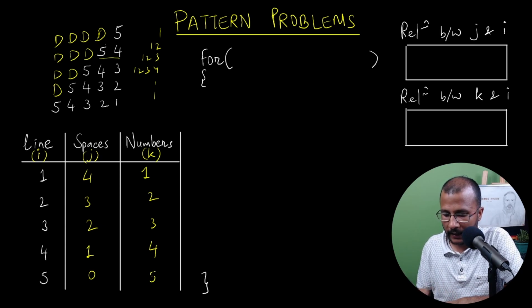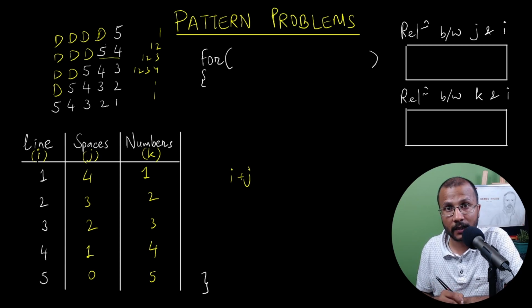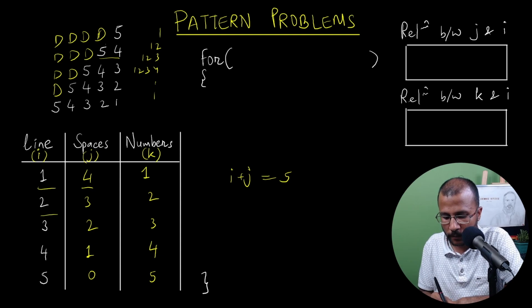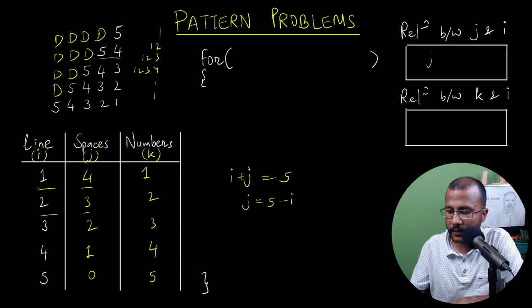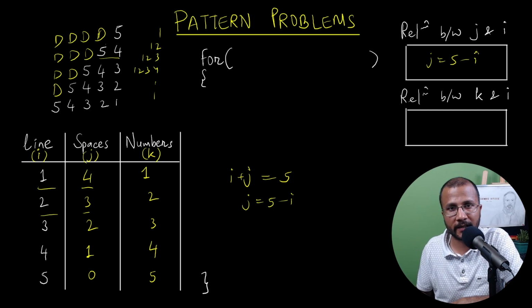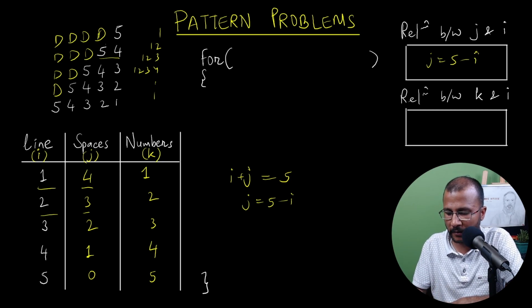So again I can say I plus j, where I is the line number and j is the number of spaces, is equivalent to 5, because 1 plus 4 is 5, 2 plus 3 is 5. So from this I can find out the relationship between I and j. So j is equal to 5 minus I. This is the relationship between I and j. j is the total number of spaces to be printed. This is the same as in the case of the previous problem.